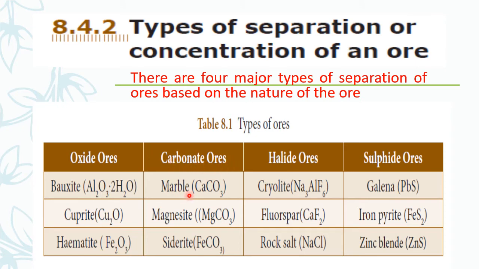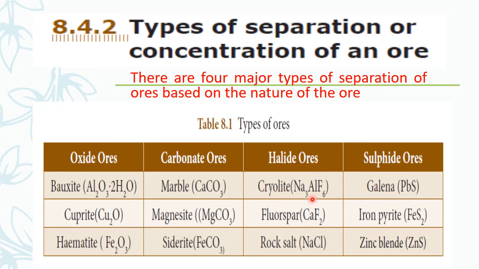Next, carbonate ores. First one, marble. Formula CaCO3. Second one, magnesite. Formula MgCO3. Third one, siderite. Formula FeCO3.